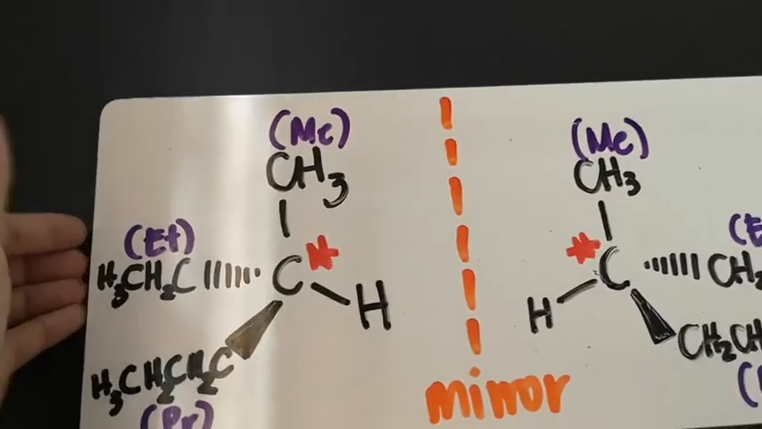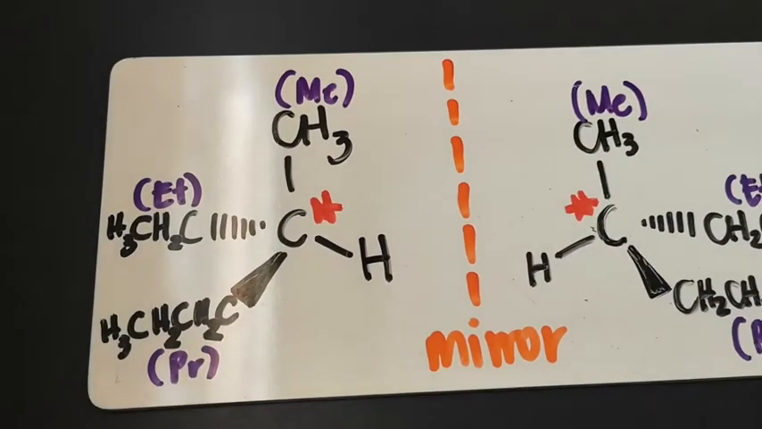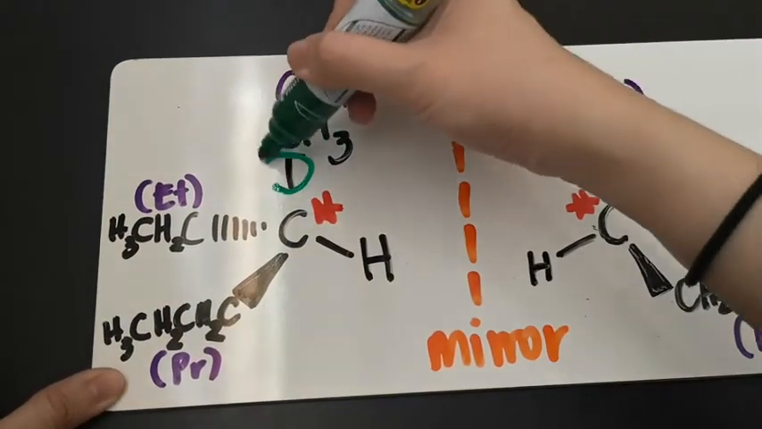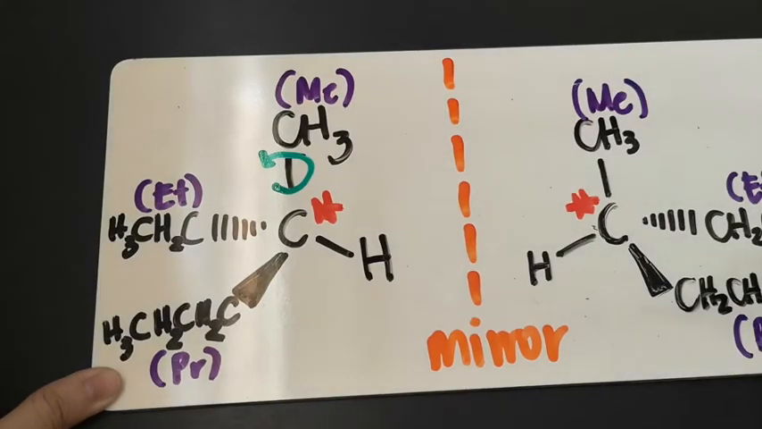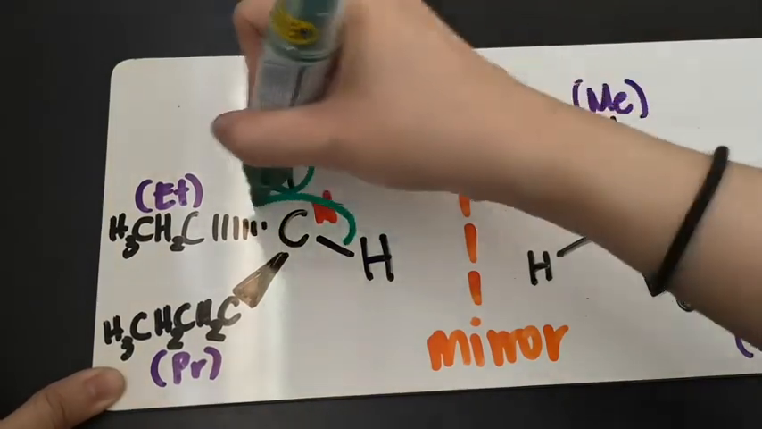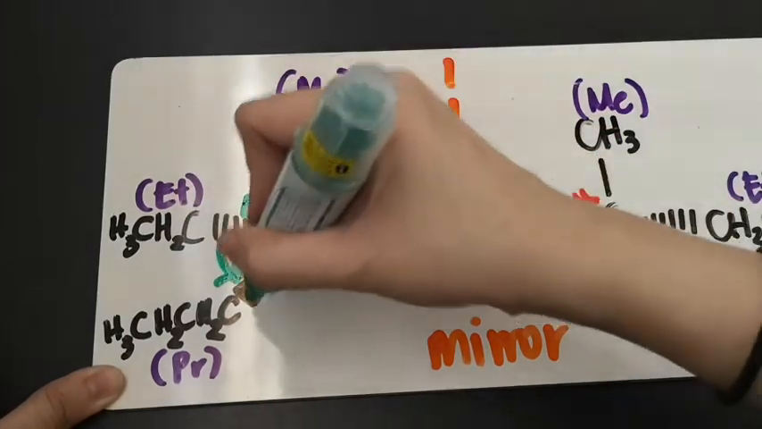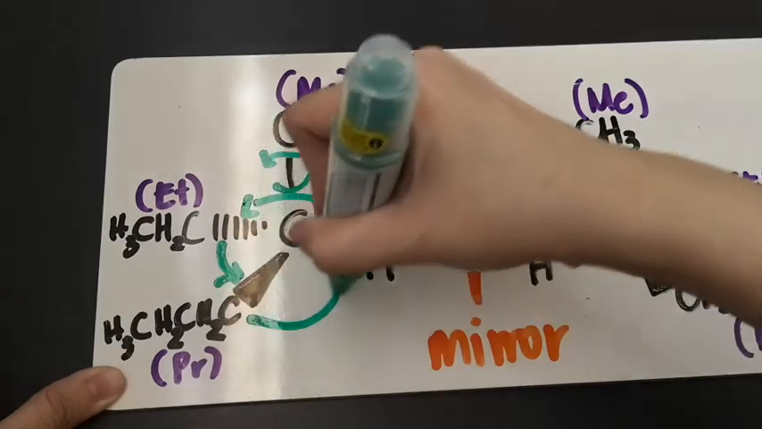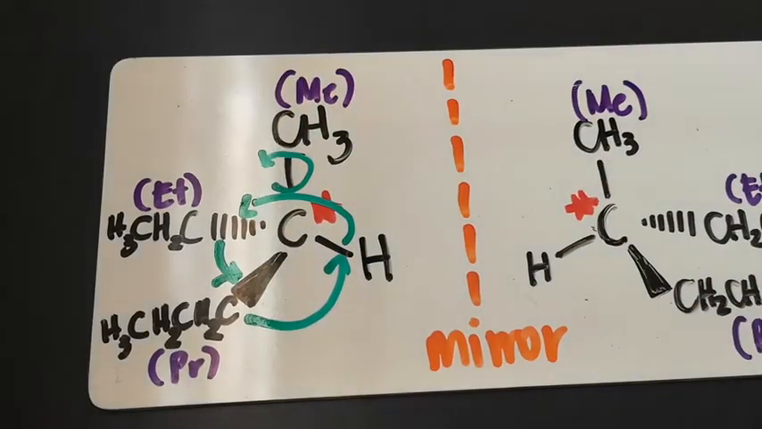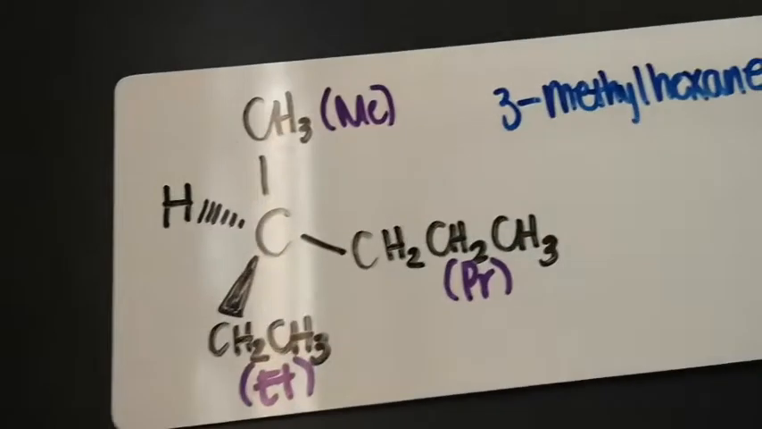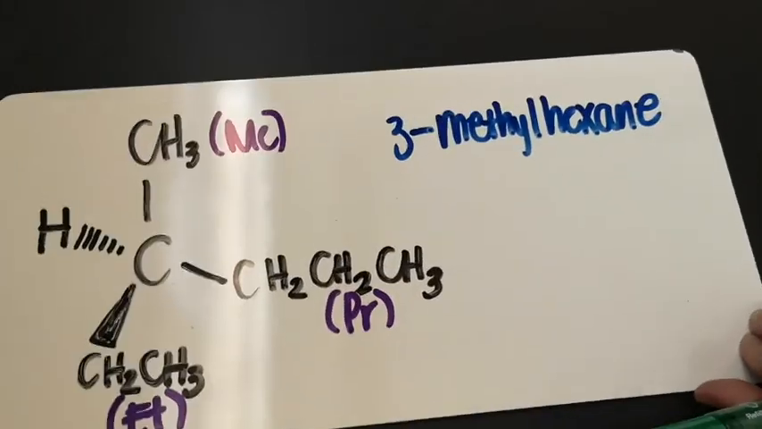Wait, let me draw. We try to rotate it. I rotate this to make hydrogen move to this position. This one will have to move to this position, and then this will have to move to this position. So after doing all of those adjustments in three dimensions, we will get this.